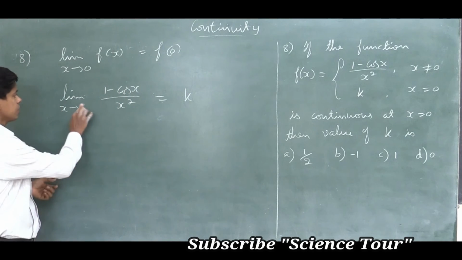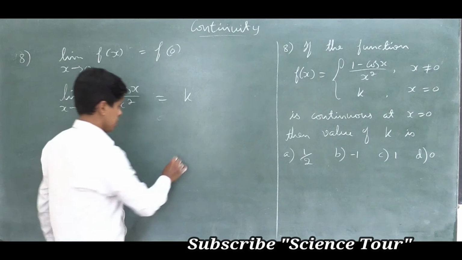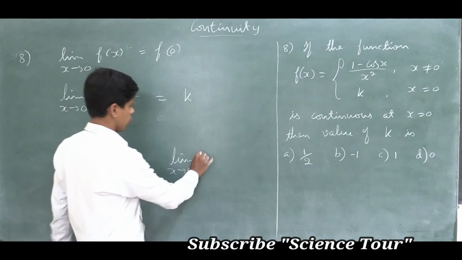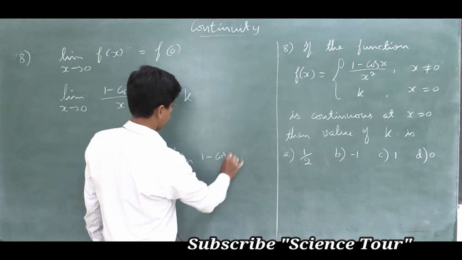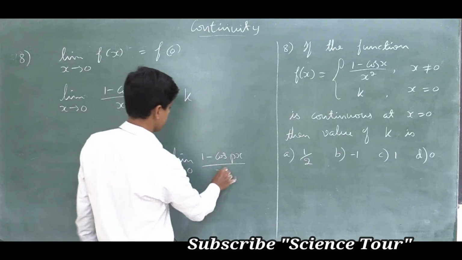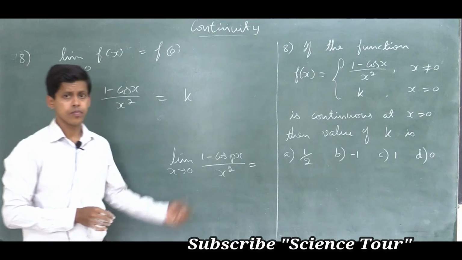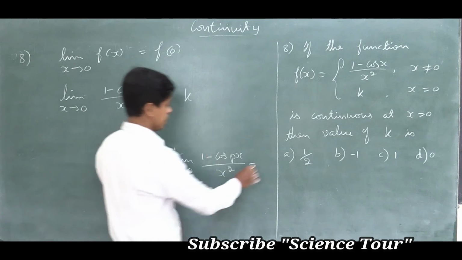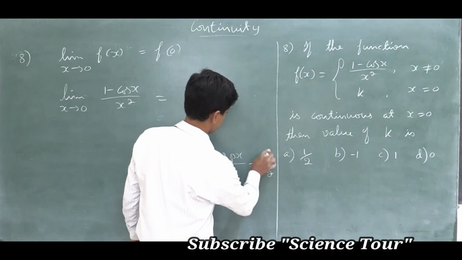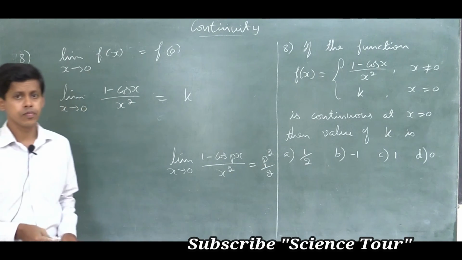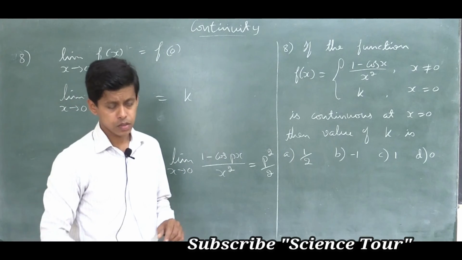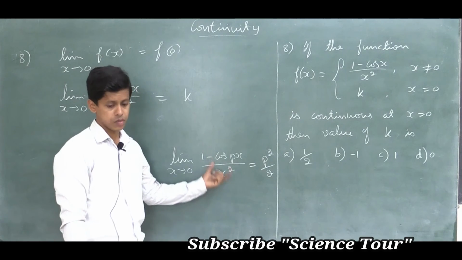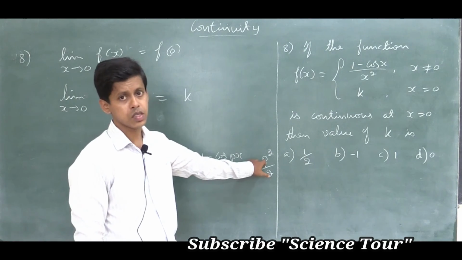Now what is left is finding the limit. When we solved the problems on limits, this formula was highlighted there: the limit of 1 minus cos px divided by x square. And what's the answer of this limit? The answer is p square by 2. I hope you remember this formula. If you don't remember, please go back to the videos on limits and check the formula again. There were two formulas which were similar to each other, so please remember the answer there: p square by 2.